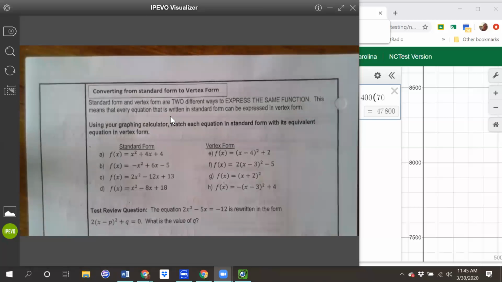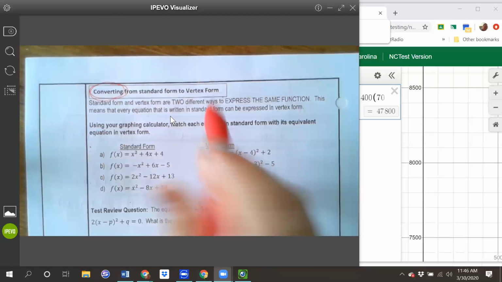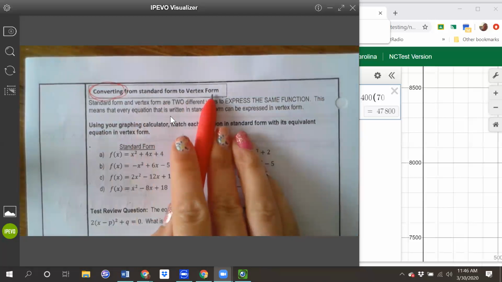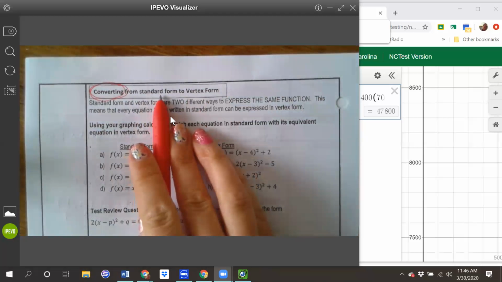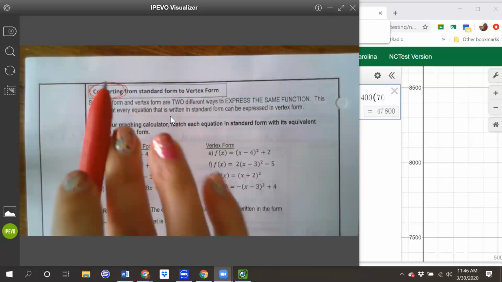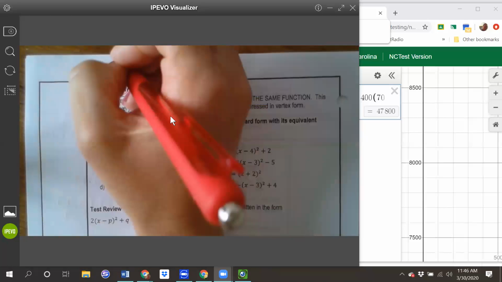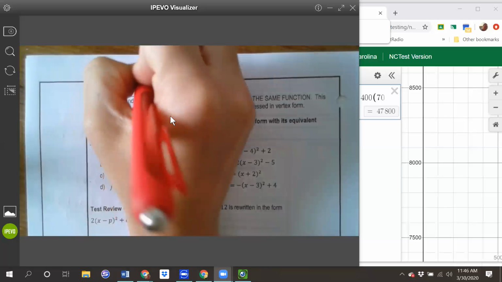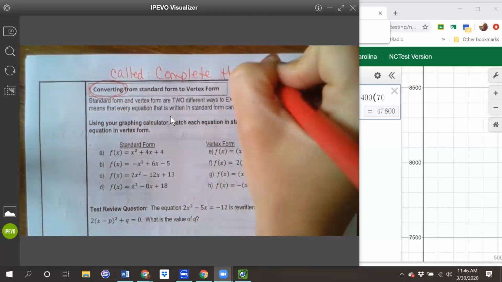So the last thing that we're going to talk about is this conversion process from standard form to vertex form. We are given standard form, I would say, most of the time. And sometimes it is a great benefit to us to take our standard form equation and rewrite it into vertex form. This process of converting from standard form to vertex form is called completing the square.